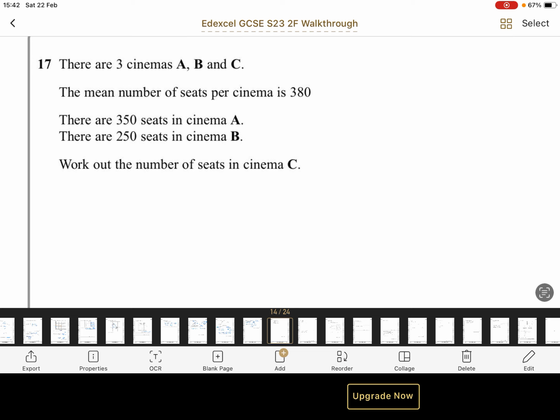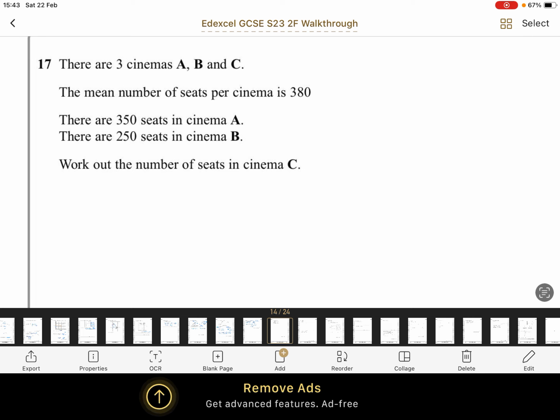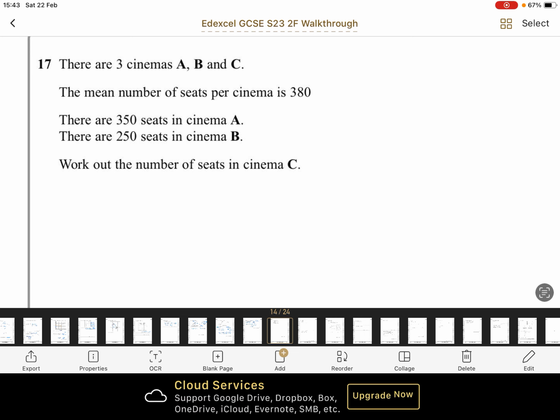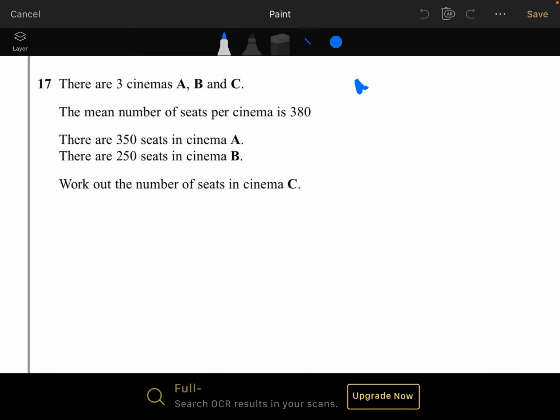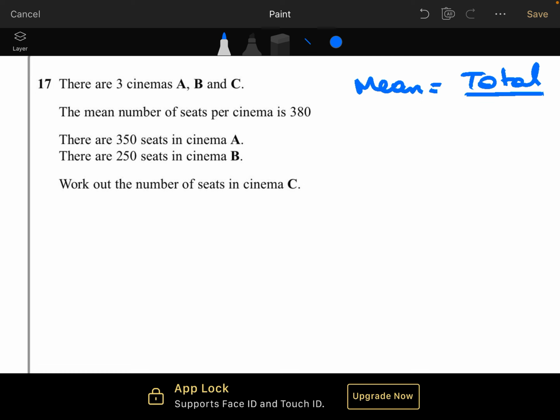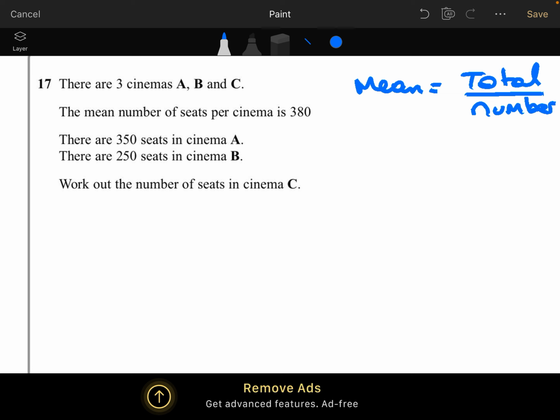Question 17. There are 3 cinemas, A, B and C. The mean number of seats per cinema is 380. There are 350 seats in cinema A. There are 250 seats in cinema B. Work out the number of seats in cinema C. When we work out the mean, we work out the total and divide it by the number of things. Now in this case the number of things is 3.